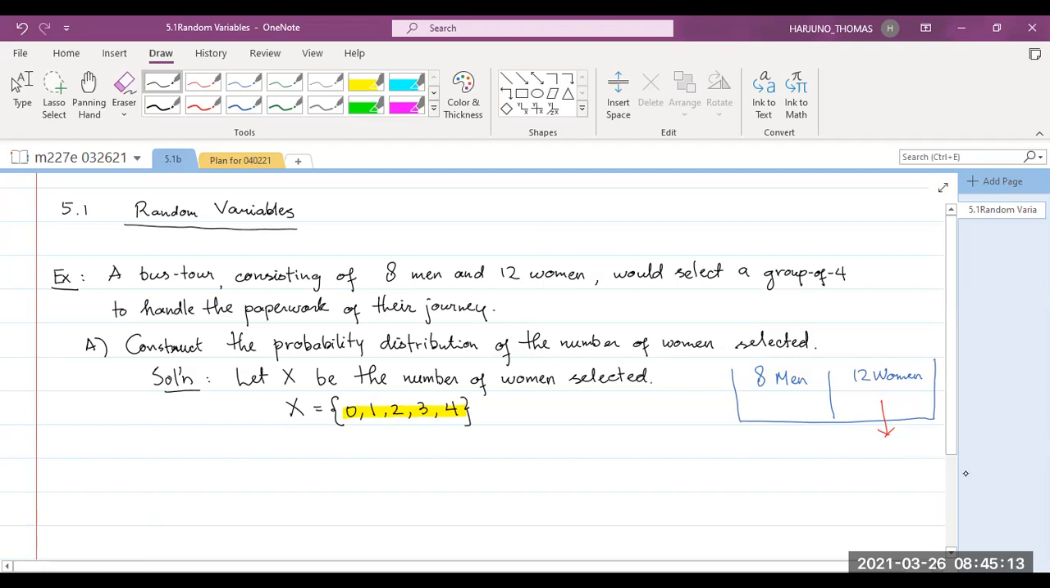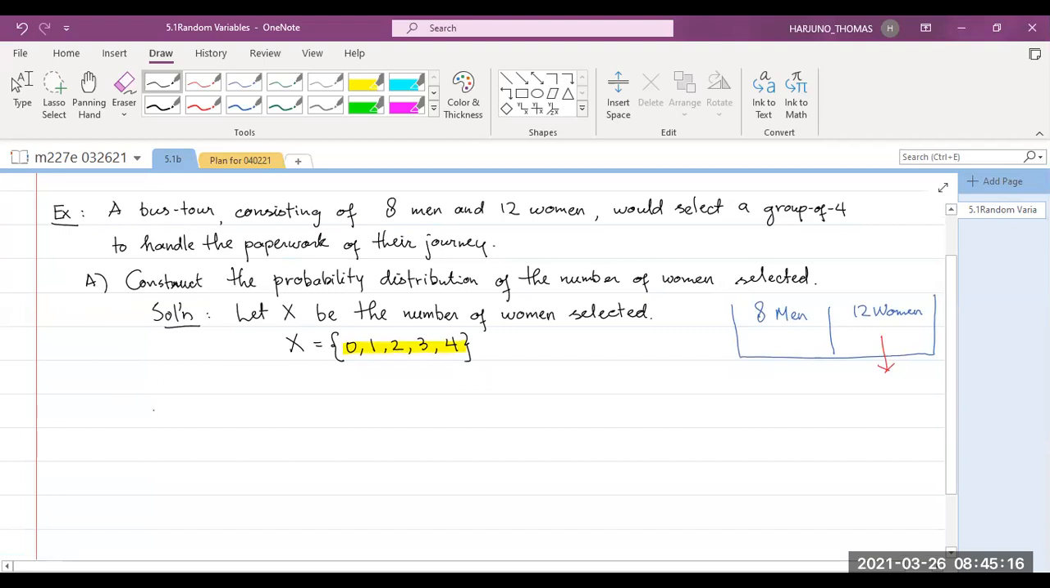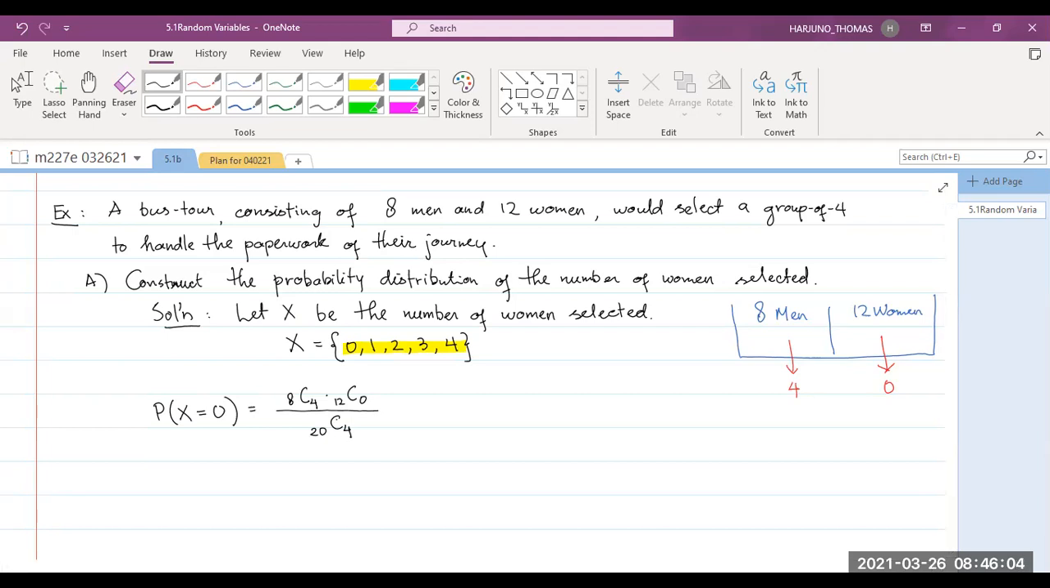Now then, I will compute the probability for each of them. Okay, let me start with the probability that the number of women selected X is equal to 0. What is the probability that the number of women selected is 0? Now, if the number of women selected is 0, it means the other 4, it's a group of 4, right? If none of them are women, then all 4 must be men. Okay, so what is the probability? That will be 8 choose 4 times 12 choose 0 over how many ways can we select 4 people from 20? That's 20 choose 4. Now, let me pause here and ask if you understand how I get this.